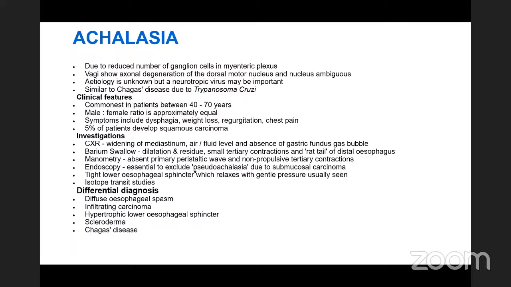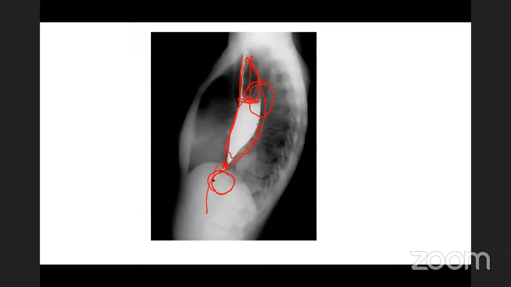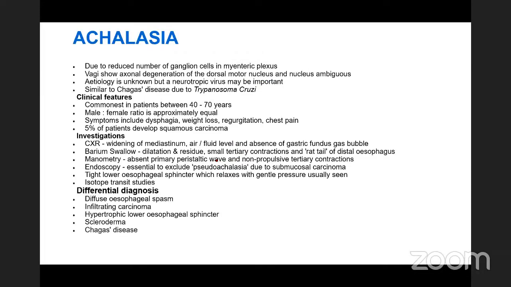So the X-ray, you see widening mediastinum, air fluid level, absence of gastric fundal gas. Barium swallow: that is where you see the dilated esophagus and residue, you see particles there. Then you have small tertiary contractions and a rat tail of the distal esophagus. If you look at the lower end, you see that rat tail appearance or bird beak appearance.